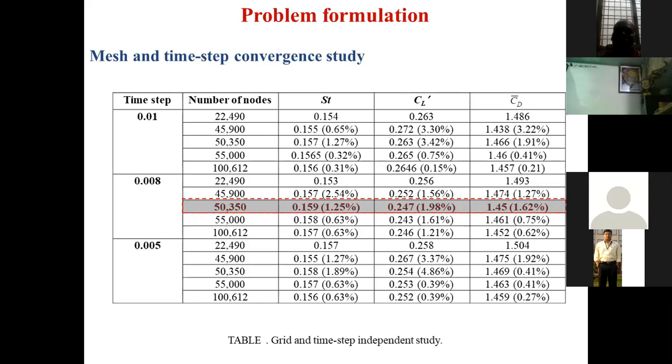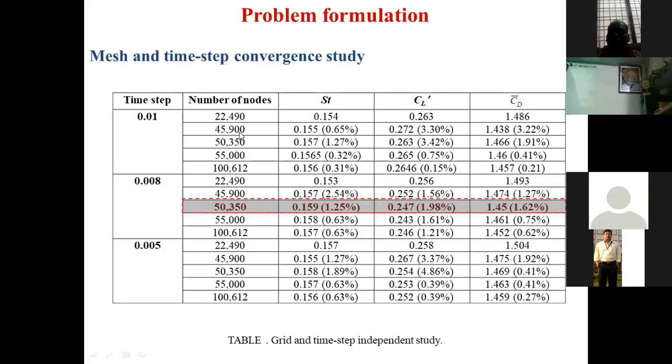So for that, first we do the grid independent and time step study, because we cannot increase infinitely the number of nodes, or take an infinitely small time step, because of the limitation of our computational resources. So in this grid independent and time step study, we find the optimum number of nodes and optimum time step. If you see this table, for this particular problem, we chose these 5 different combinations of nodes.